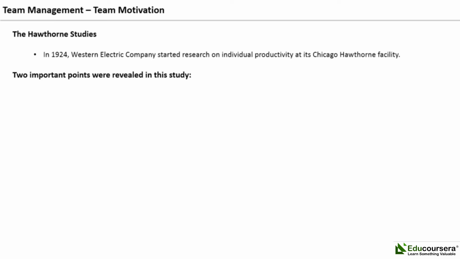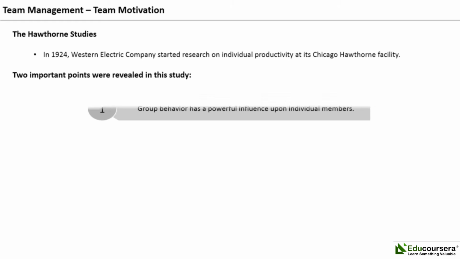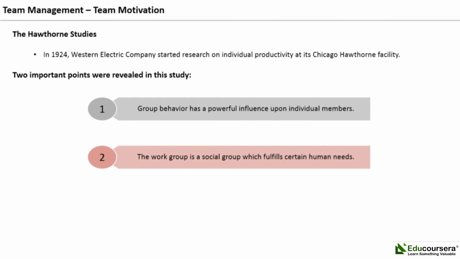Two important points were revealed in this study. Group behaviour has a powerful influence upon individual members. The work group is a social group which fulfills certain human needs. One of the primary objectives of the study was to determine the effect of illumination on productivity. The study actually revealed a far more important and insightful factor.